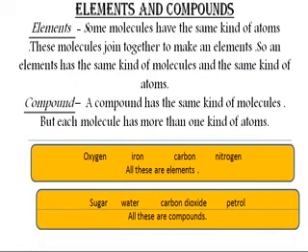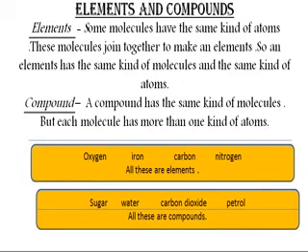Let's see some more definitions, that is elements and compounds. Now we know that atoms make a molecule. Now how are molecules? When molecules have the same kind of atoms, then that is an element. That is, an element has the same kind of atoms. While a compound has the same kind of molecules, but each molecule has more than one kind of atoms.